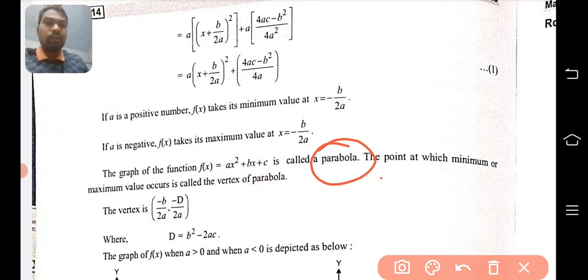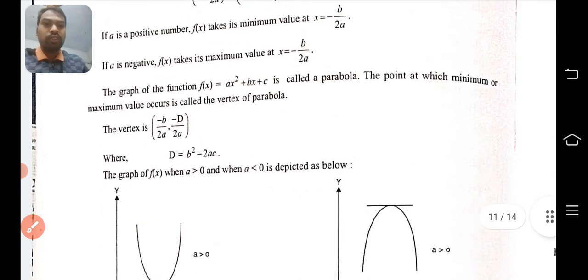The graph of a linear function is called a straight line. Like that, the graph of a quadratic function is called a parabola. The point at which the minimum or the maximum value occurs is called the vertex of the parabola. Whenever we are making the graph of this quadratic function, we can have the minimum value and the maximum value. Those are called the vertex of the parabola. Clear? So this is all about some features of the quadratic function.